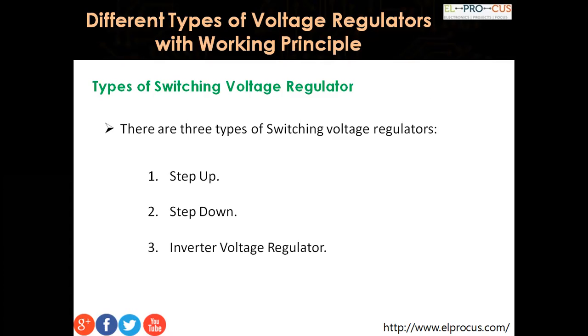If we turn the switch on or off, at that time there will be a constant amount of voltage. It means that by making the switch on and off, we can regulate the output voltage. That device we call a switching voltage regulator. In a switching voltage regulator, there are three types: step up, step down, and inverter voltage regulator.